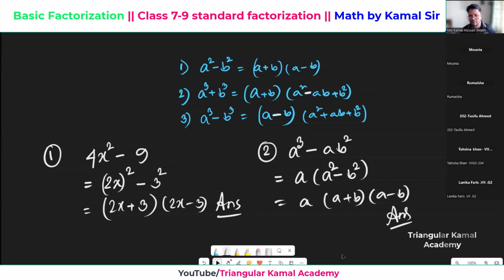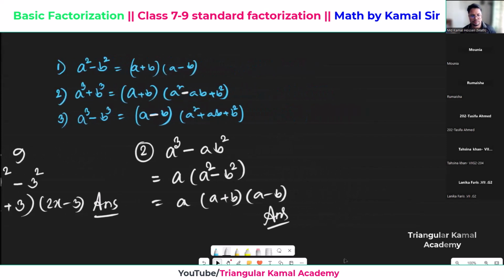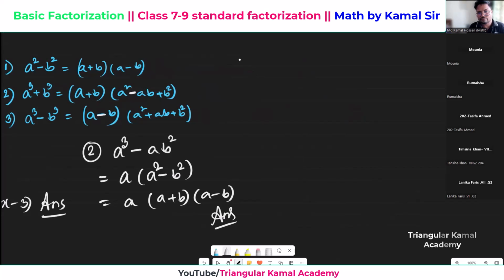So now another math we can do here. Now number three, a square plus b square plus 2ab minus c square. So this is time for Lanika. Can you hear me? Lanika Faris? Can you hear me, Lanika? Tasina, unmute yourself and try to talk with me. How can we start this math? Tasina?